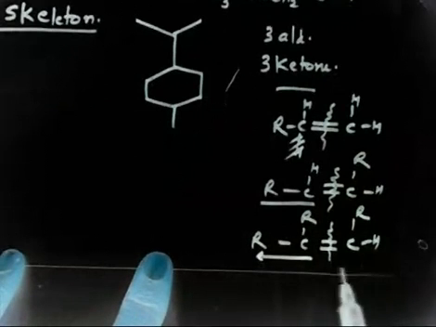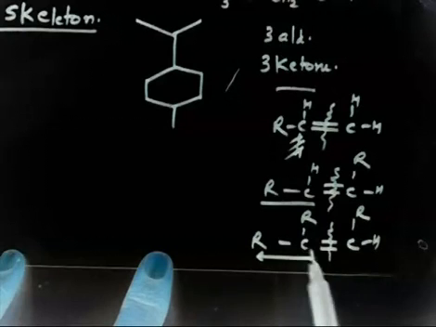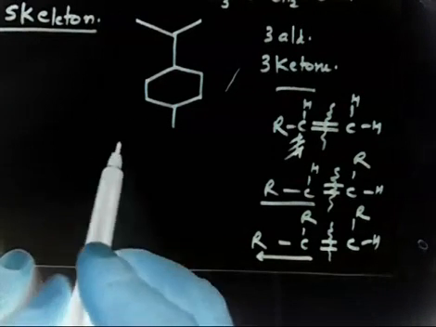So to have a ketone, you must have a carbon that is tertiary. This is attached to one carbon, this is attached to another carbon. So to get a ketone, you must have a tertiary carbon. That is another hint. So now you know, what are the hints?